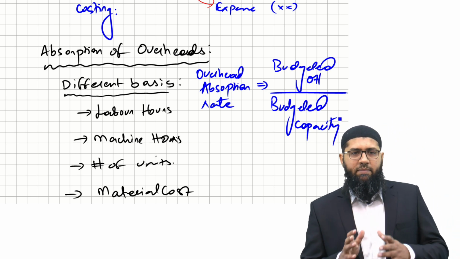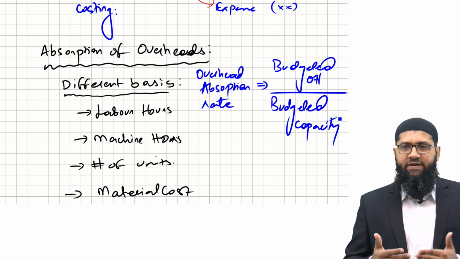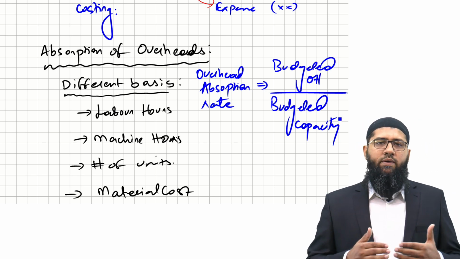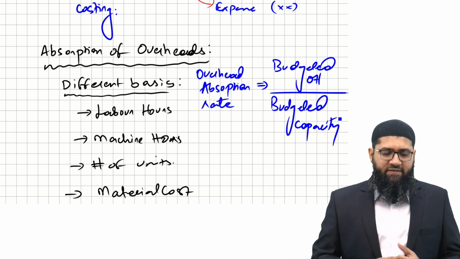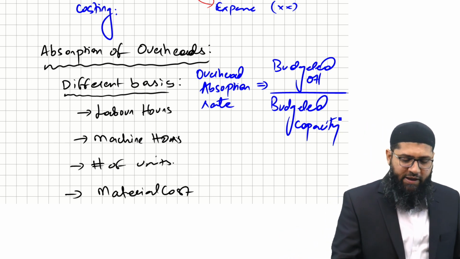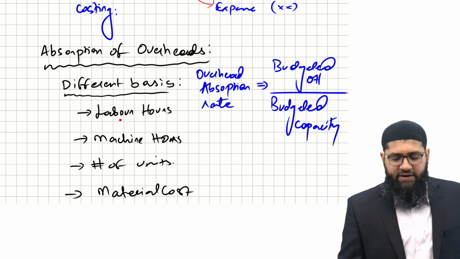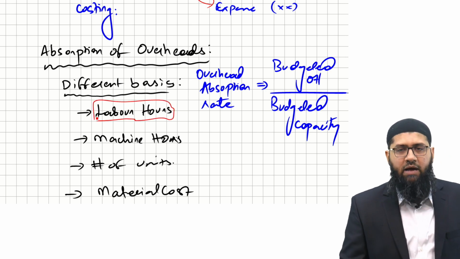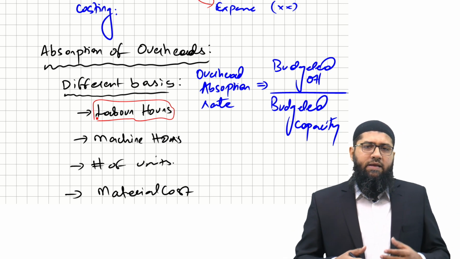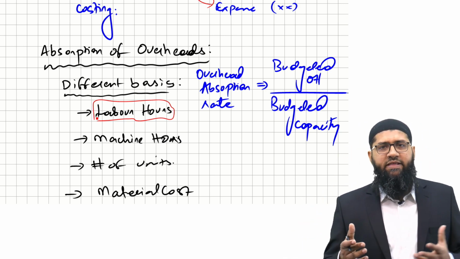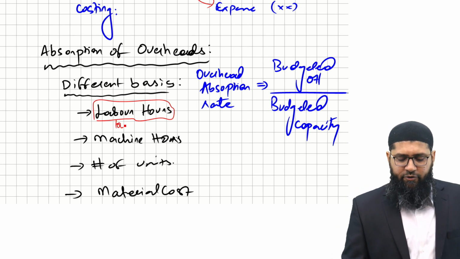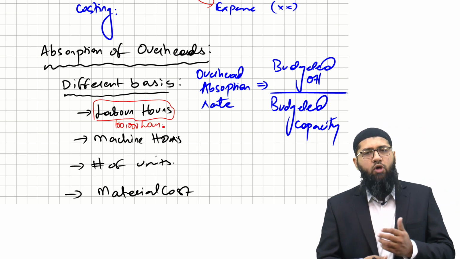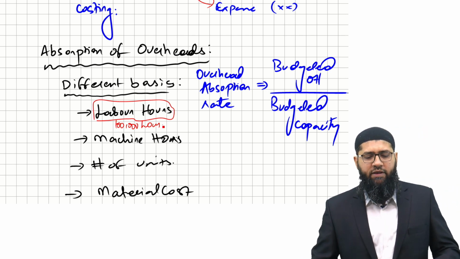What do we mean by dividing the budgeted overheads by the budgeted capacity? The budgeted overheads are the overheads that are expected to be incurred, and the budgeted capacity could be on the basis of your labor hours. That is the total number of hours that the labor is expected to input, like maybe 100,000 hours during the month. So you could absorb the overhead on the basis of these 100,000 hours.